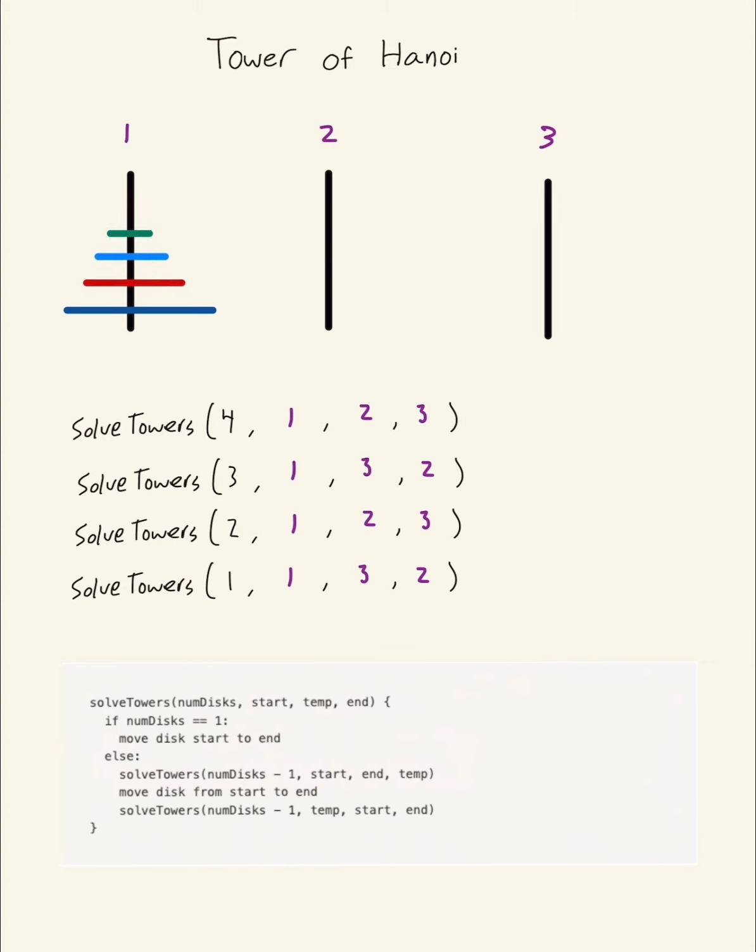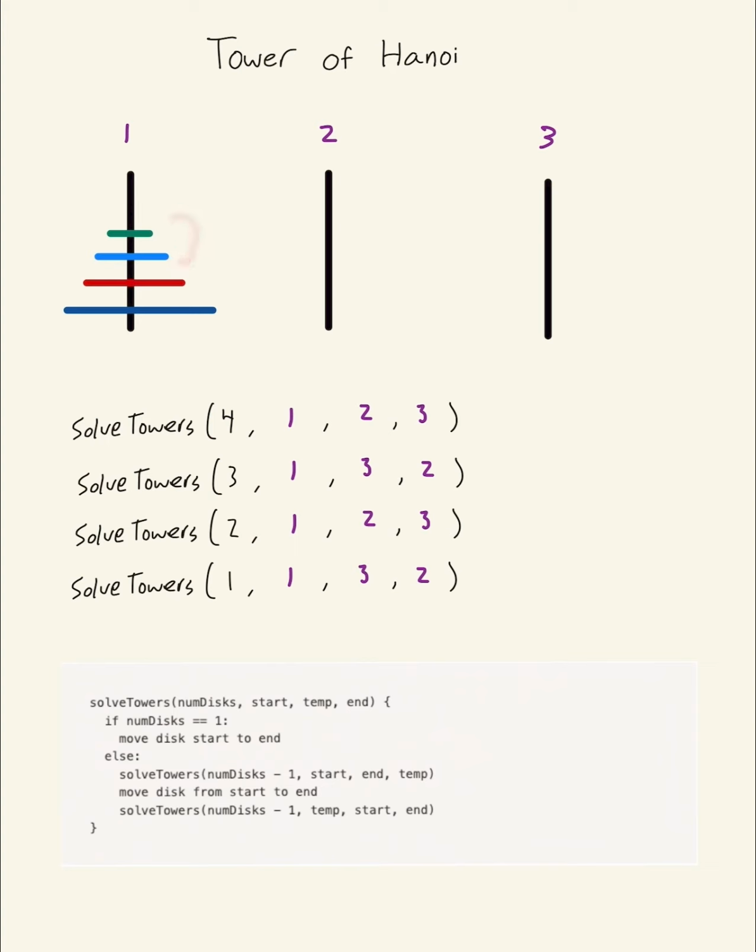And we're going to be using the third pole as the temporary, right? So when we make this call right here, we need to solve a new problem. In order to move the tower of size 3 over to this pole, that means we need to clear the room for this guy to be moved over here. And in order to do that, we need to get this tower of size 2 out of the way.